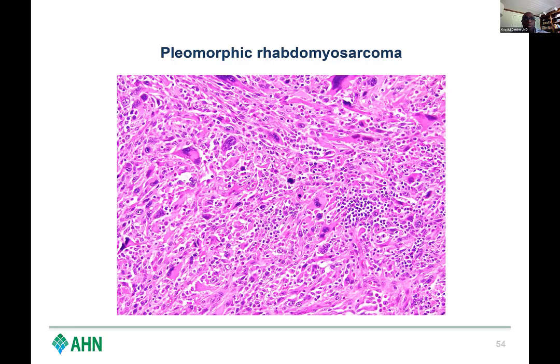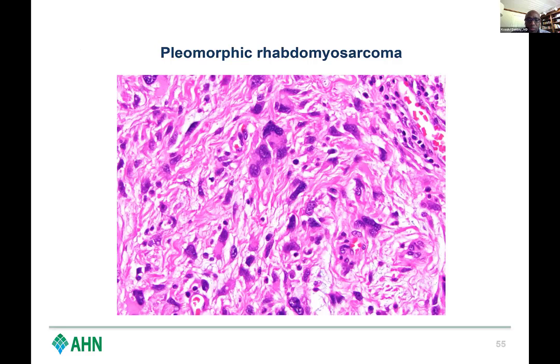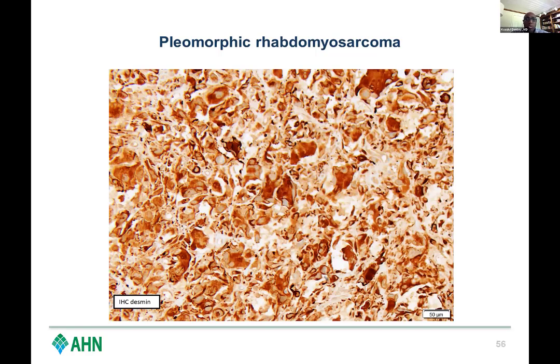This is an example of a pleomorphic rhabdomyosarcoma arising in the thigh of an 84-year-old man. Notice the sheets of highly pleomorphic cells, giant cells with pink eosinophilic cytoplasm. Close up, the cells are highly pleomorphic, some are spindle shaped, some are large, the nuclei are highly abnormal. Desmin was strongly positive, and MyoD1 showed focal positivity.